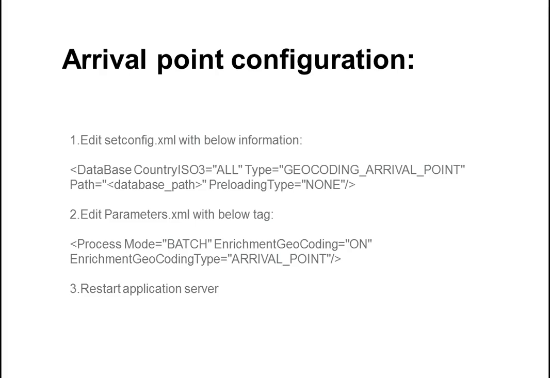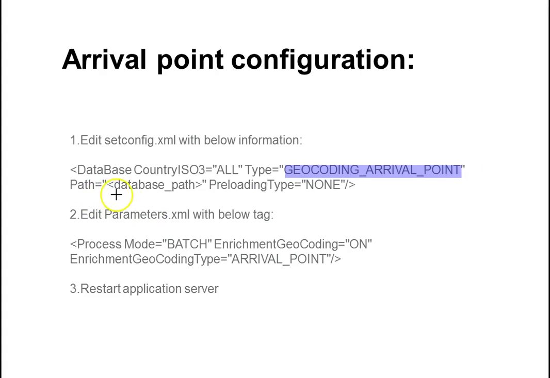Now we will see the arrival point configuration. In the previous slide we saw the prerequisites. Now we will see how to configure it. First we need to edit the setconfig.xml file with the below information. While configuring arrival point geocoding in the setconfig.xml file, you have to make this entry where the database country ISO 3 is all and the type should be geocoding arrival point.